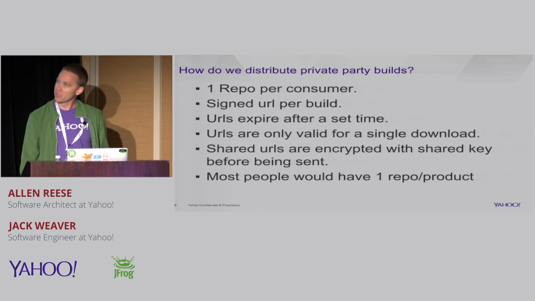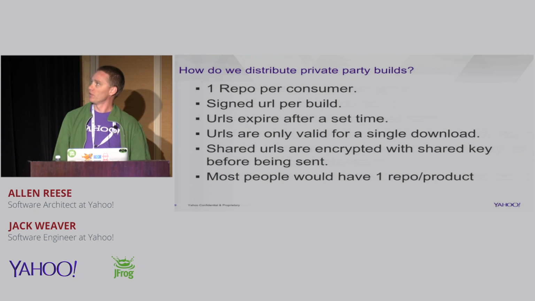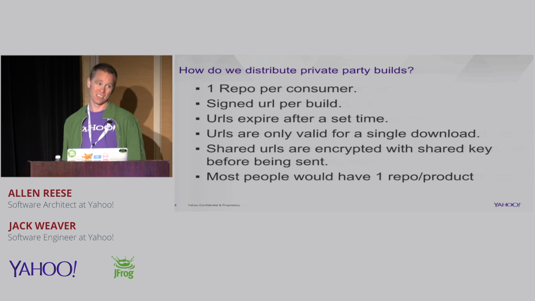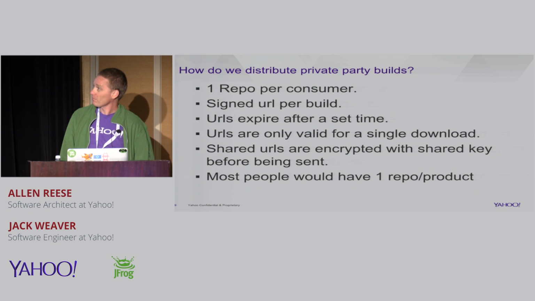We have 1 repo per consumer. We use signed URLs for every build. They expire after 24 hours. They're valid for a single download. If you're distributing licensed software, maybe you'll say 5 downloads. We encrypt them with a shared key before we send them because you don't want somebody intercepting the email.